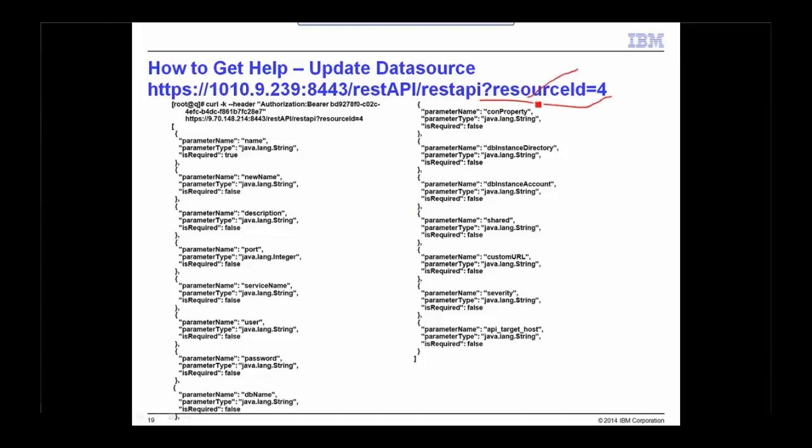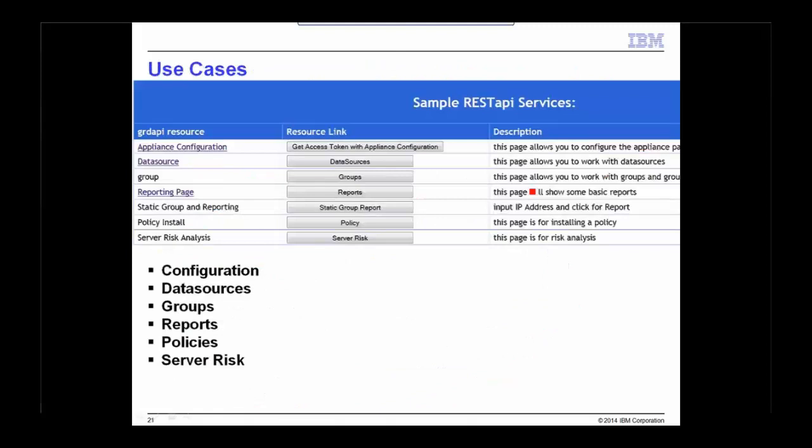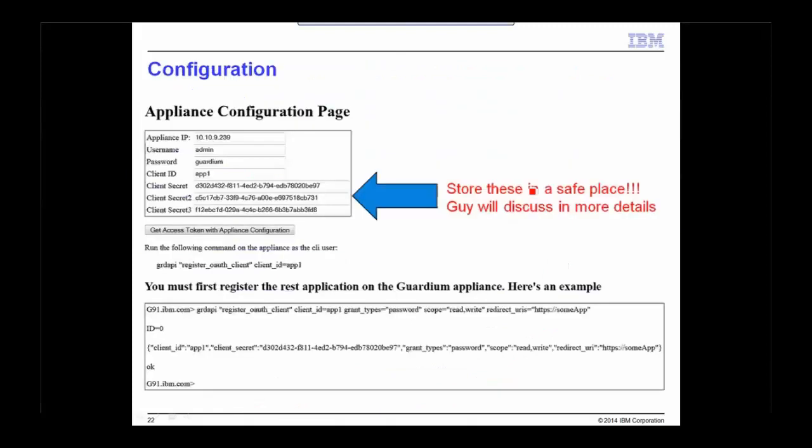This is HTTP encoding rules, right? So with my resource ID, I give it a resource number. This will tell me the help on this resource ID with ID number 4, okay? And it gives you all of the parameters that are required in order to execute this REST API, okay?